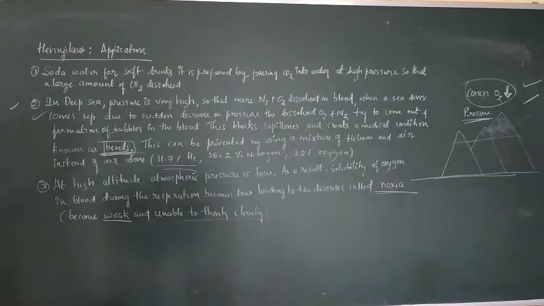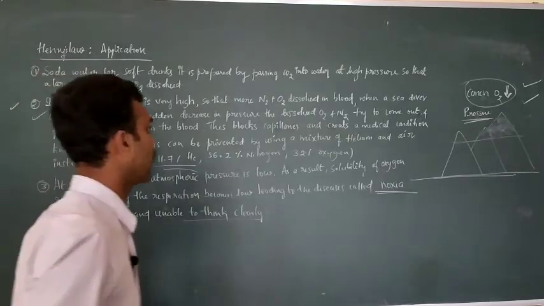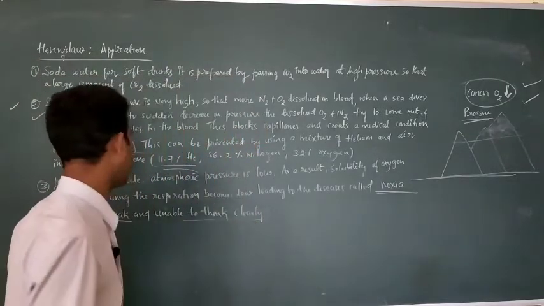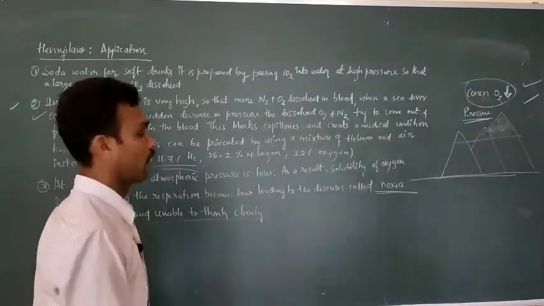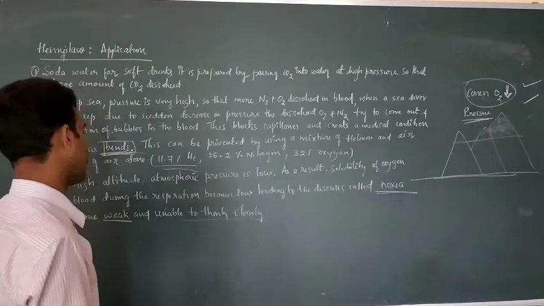At a high altitude, atmospheric pressure is low. As a result, the solubility of oxygen in blood during respiration becomes low, leading to the disease called anoxia.